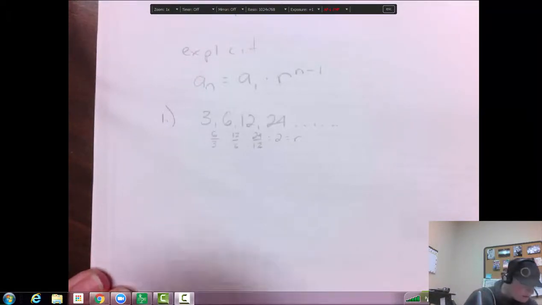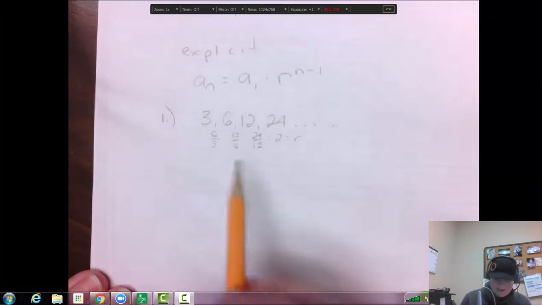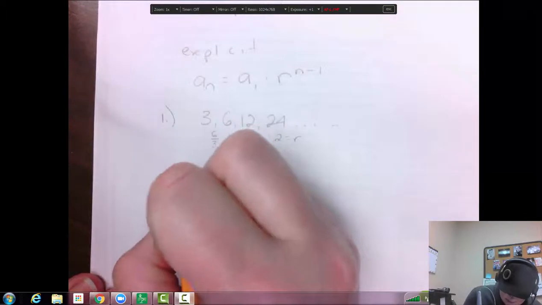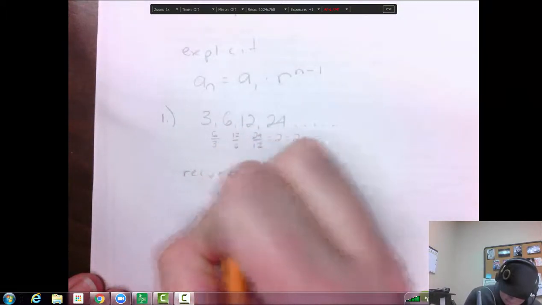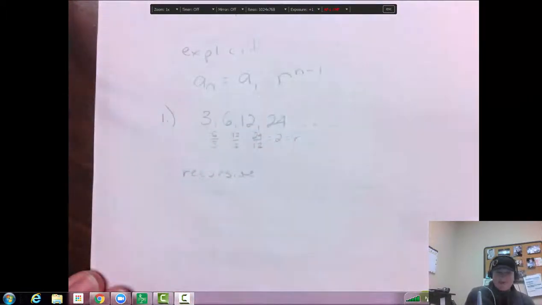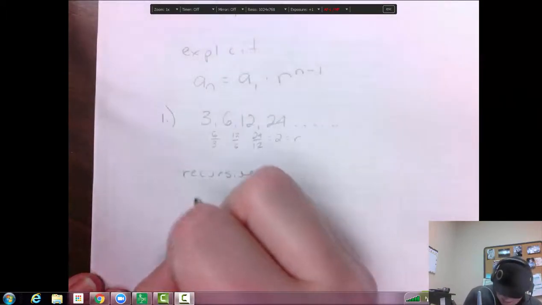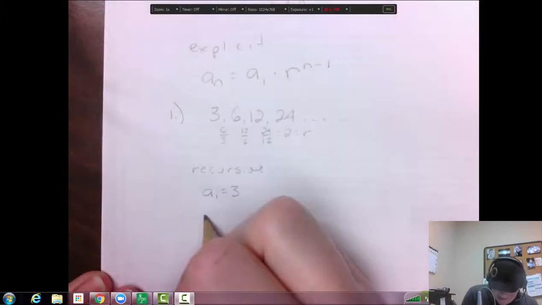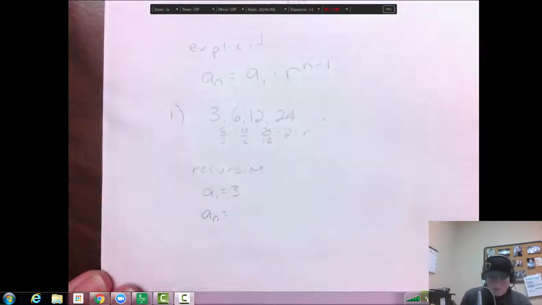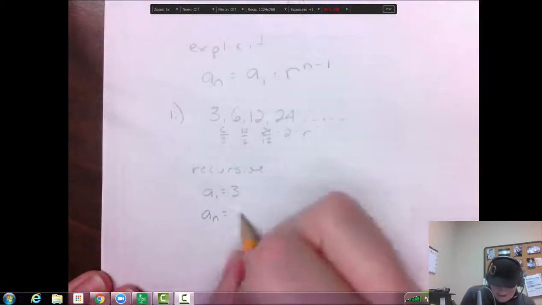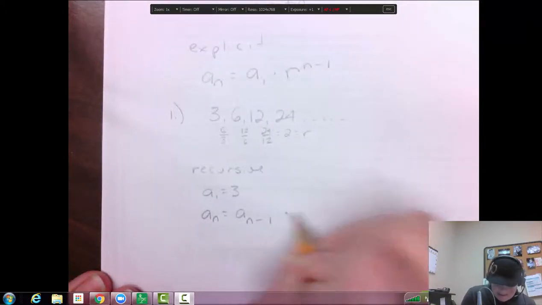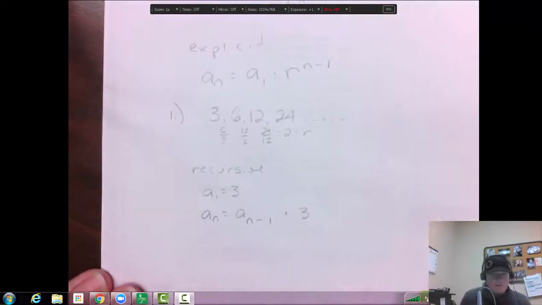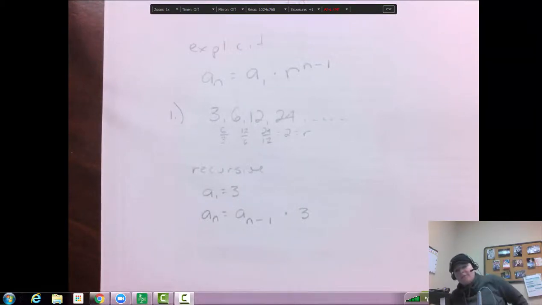What about looking at this one and writing it as recursive? Okay, so recursive, our A1 is going to equal 3. So our first number is 3. And then our A to the n is going to equal A to the n minus 1 times R, which we found is 3. So you're timesing the one before by 3. And that's it for recursive.